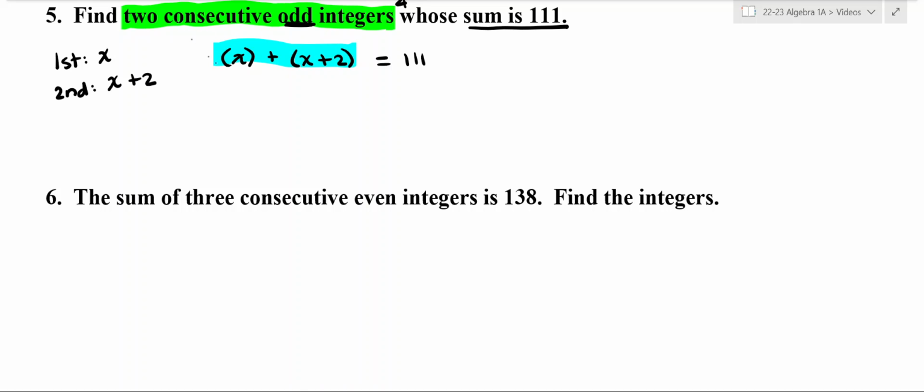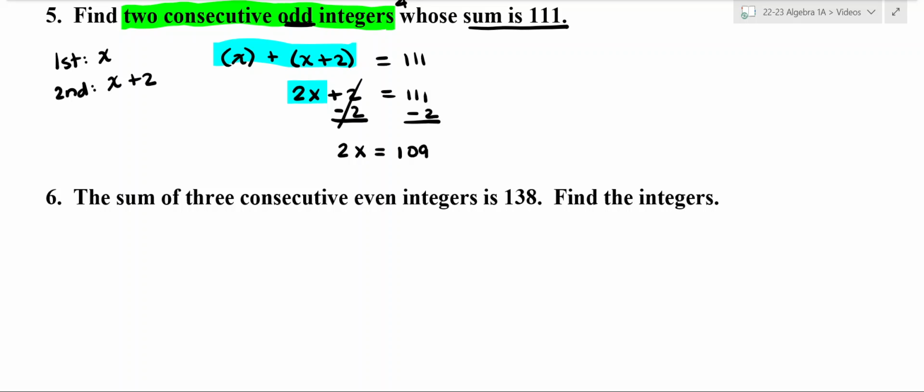I'm just going to use my highlighters. All right, I have two terms with x. x plus x is 2x. So this is 2x plus 2 equals 111. Now we're focusing on just the term with the x. So that means we have to move this to the other side. That's why we're subtracting 2 on both sides. All right, so now we have 2x equals 109.